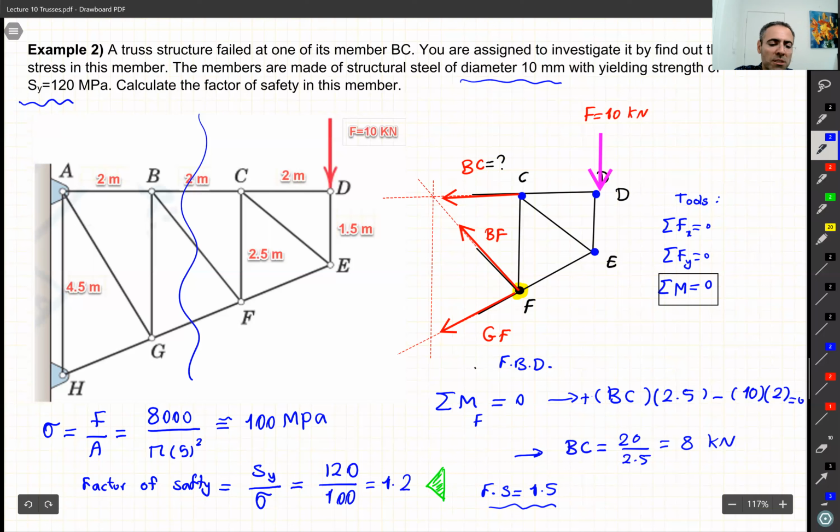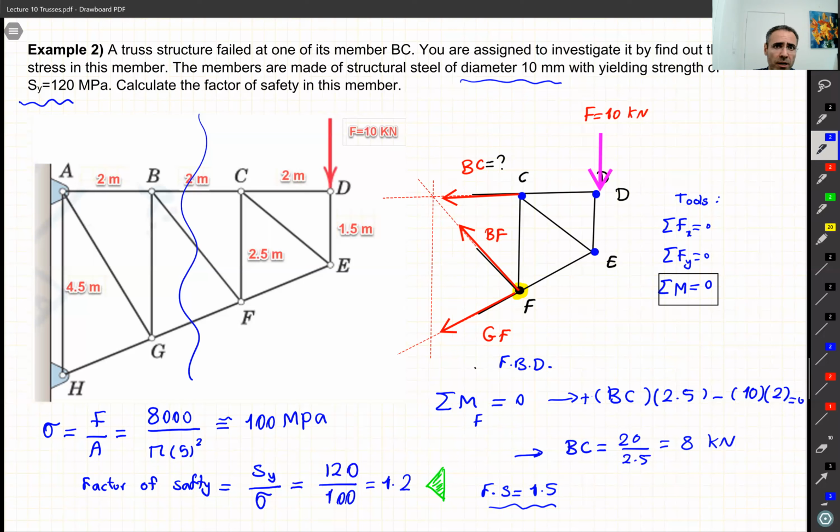So as an engineer, you suggest that maybe the diameter of 10 millimeters is not a good idea. Maybe you should use a bigger diameter, which you can find out: if your factor of safety is 1.5, then find the right diameter. Or maybe instead of this material, you can use a material with a higher SY, higher strength, all right? So that's method of sections. Again, one more time, in method of joints, you start from each individual joint, you draw the free body diagram for each joint, and slowly you find your way to the members that you are interested in.